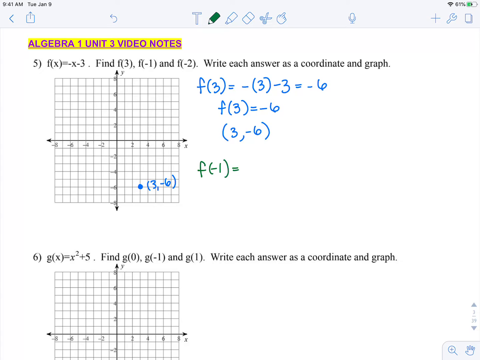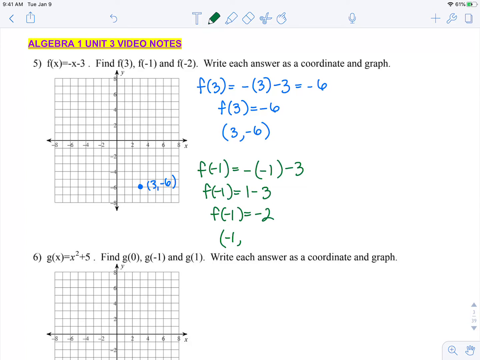So now I want to find f of negative 1. That means I'm replacing x with negative 1. So that's negative 1 minus 3. That's positive 1 minus 3. F of negative 1 equals negative 2.